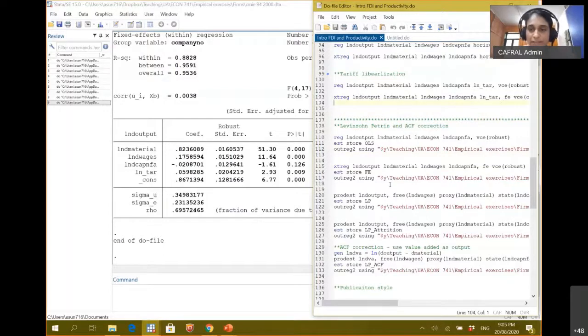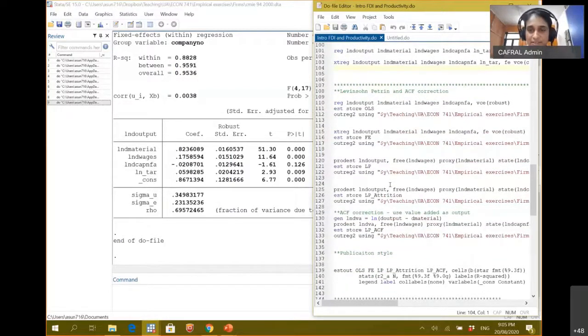So let's do the Levinsohn-Petrin and ACF corrections. I'm going to start running everything, and I'm going to store the estimates because at some point I want to put them on a table to compare the estimates.